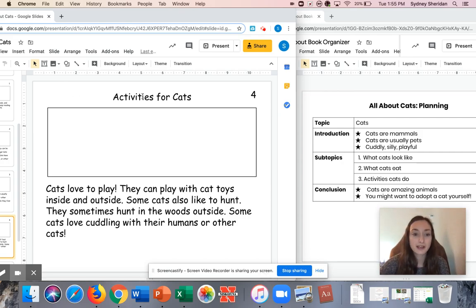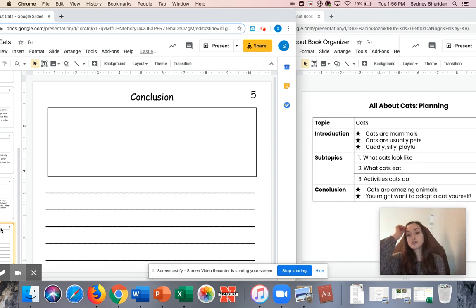And each subtopic had a heading that would tell the reader what that page was going to be about, what kinds of facts we were going to share on that page, right? And now today we are going to write our conclusion.